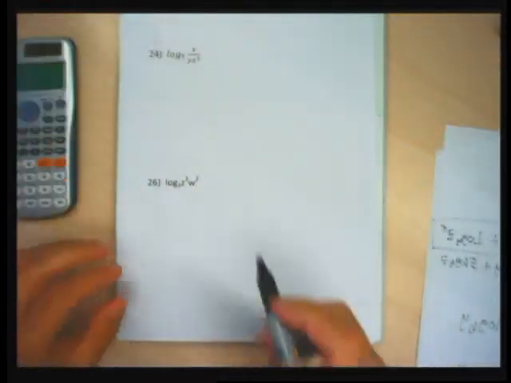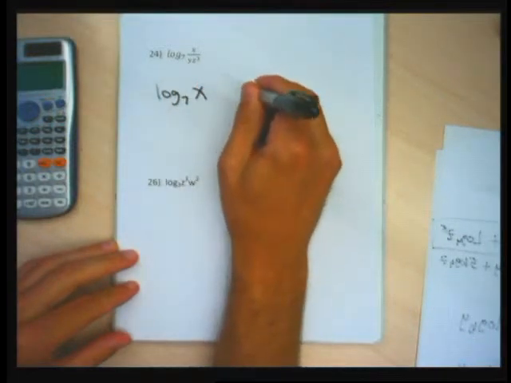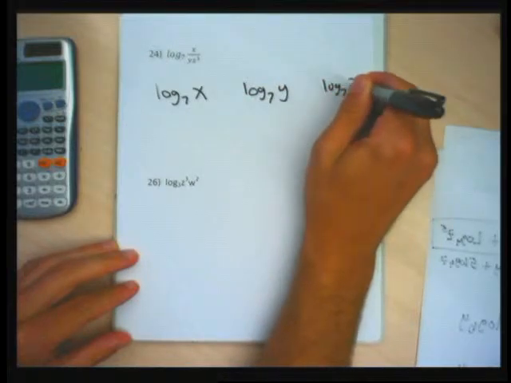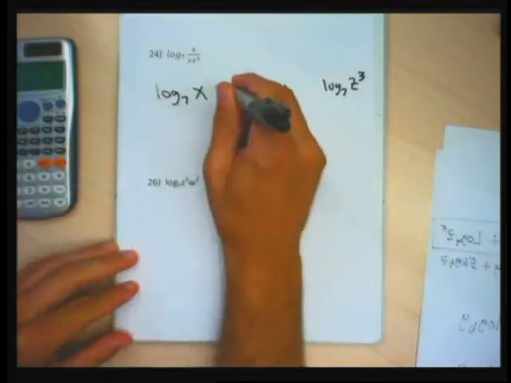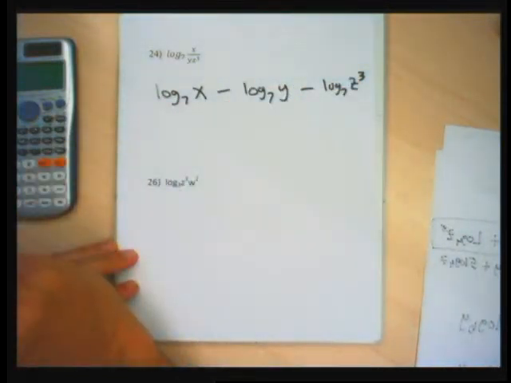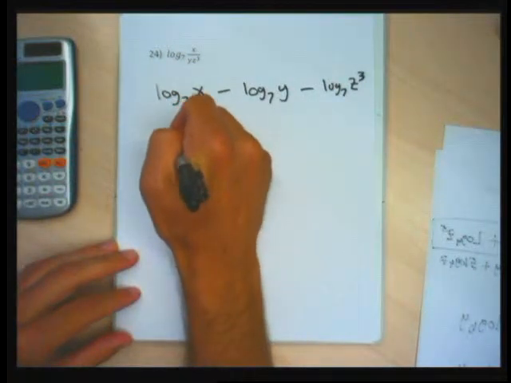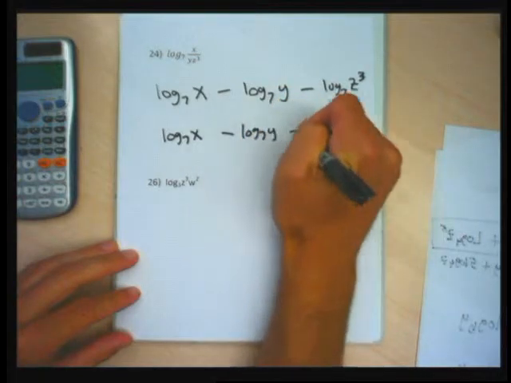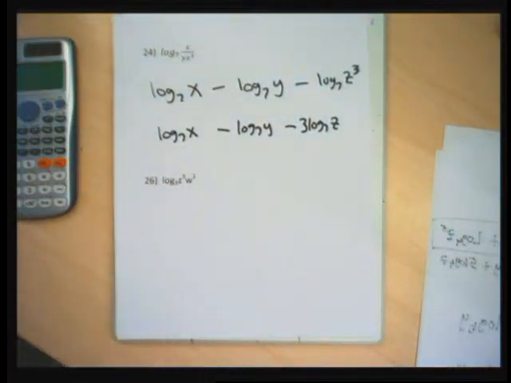In 24, I'm going to get 3 logarithms because there's 3 letters. They're all going to be base 7. I'm going to have a log base 7 of x, a log base 7 of y, a log base 7 of z cubed. In terms of the signs, because both the y and the z are in the denominators, they get minus signs. That's the okay answer. It would be better to write the log base 7 of x minus the log base 7 of y minus 3 times the log base 7 of z, but I'd accept either.